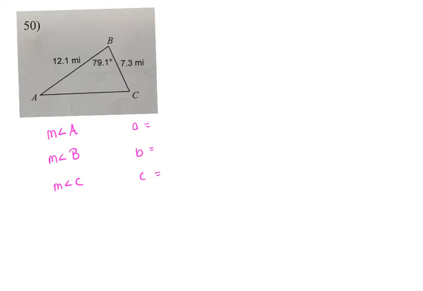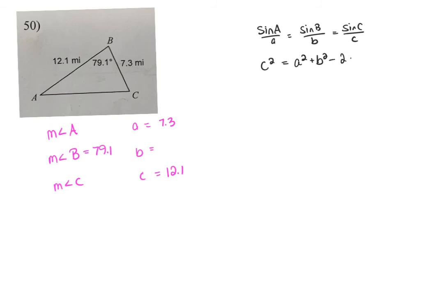I'm going to go ahead and start by filling in what I know. Measure of angle B is 79.1, side A is 7.3, and side C is 12.1, all right? Because I don't have an angle and a side opposite, I cannot start with law of sines. So for these, you have to recall your law of sines. Sine A over A equals sine B over B equals sine C over C, law of sines, and law of cosines. C squared equals A squared plus B squared minus 2AB cosine of C, all right? So you have to remember those two formulas.